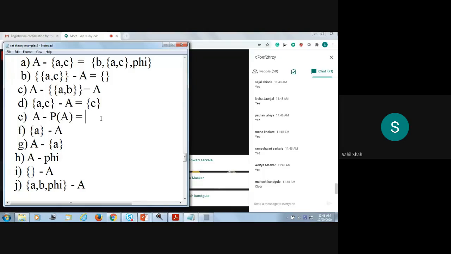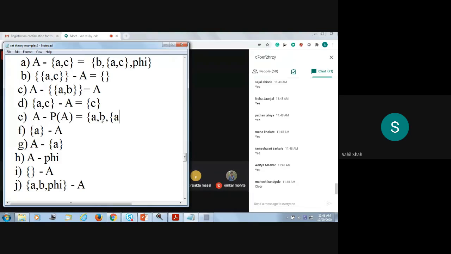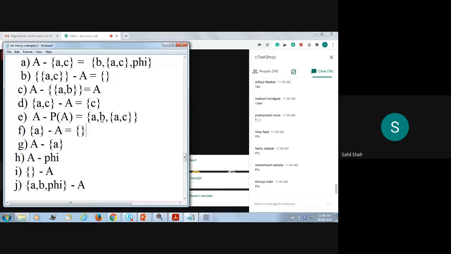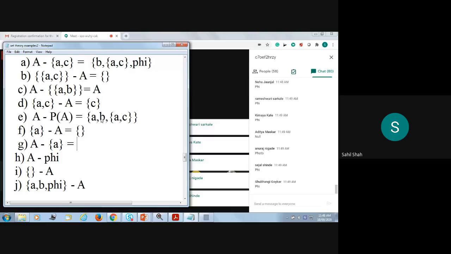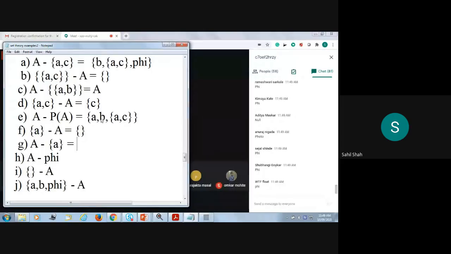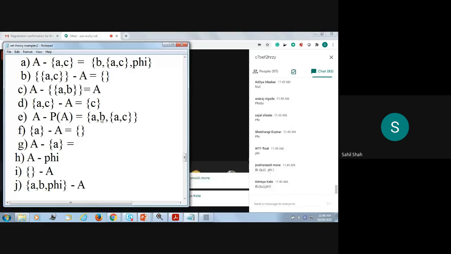So the answer for this, we have written {a, b, {a, c}}. Further to this, what is the answer for F? A minus A. Fine, empty set because A is present in A. What is the answer for D? The answer for F is φ. I have written φ. What is the answer for G? {b, {a, c}, φ}. We need to only skip a. Okay, fine, perfect.